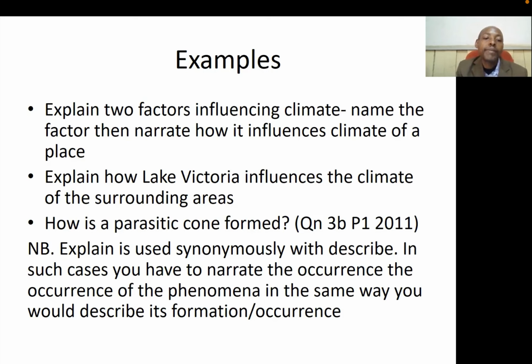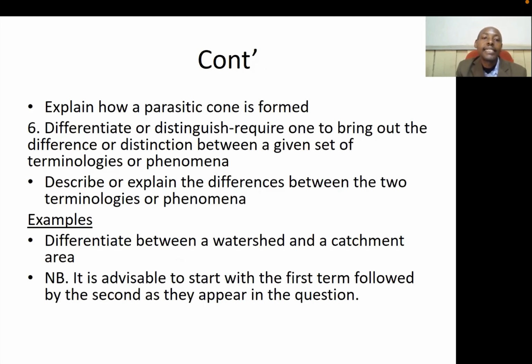A point of note: explain is used synonymously with describe. In such cases, you have to narrate the occurrence of the phenomena in the same way you describe a formation or occurrence. For instance, explain how a parasitic cone is formed. This requires you to give sequence of steps that start from magma below the Earth's surface, due to pressure, due to high temperatures. Then the lines of weakness occur in the crustal rocks due to Earth movements.